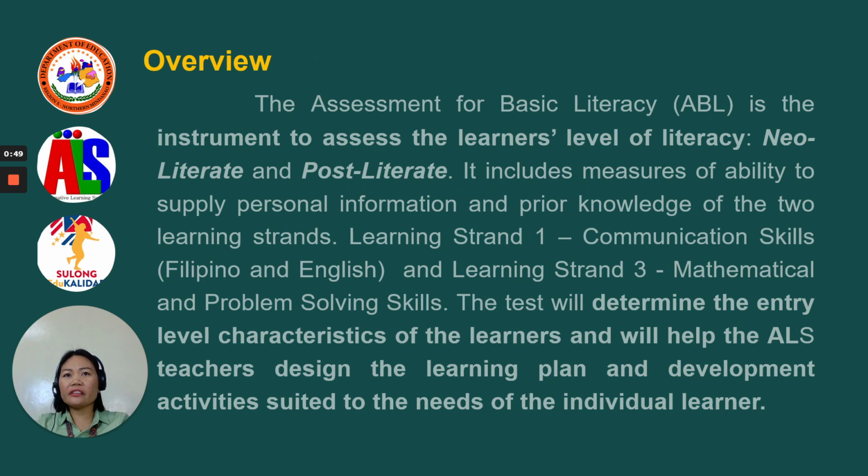May I start? What is an ABL? It is an instrument to assess the learner's level of literacy, which is neo-literate and post-literate. It includes measures of ability and prior knowledge of Learning Strands 1 and 3. The test will determine the entry level of the learner and help the teacher design the learning plan and development suited to the needs of the learner.